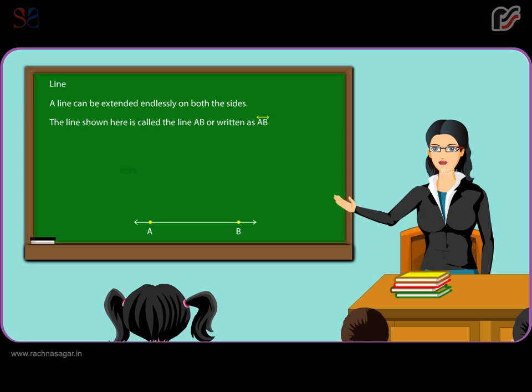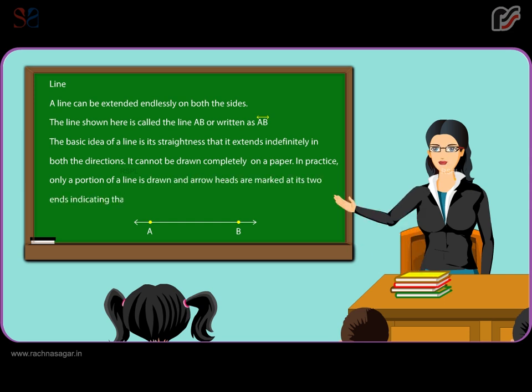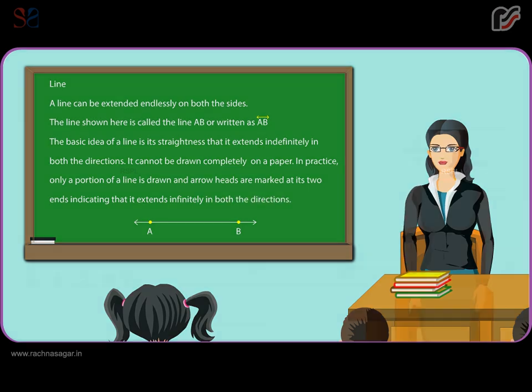The basic idea of a line is its straightness, that it extends indefinitely in both the directions. It cannot be drawn completely on a paper. In practice, only a portion of a line is drawn and arrowheads are marked at its two ends, indicating that it extends infinitely in both the directions.